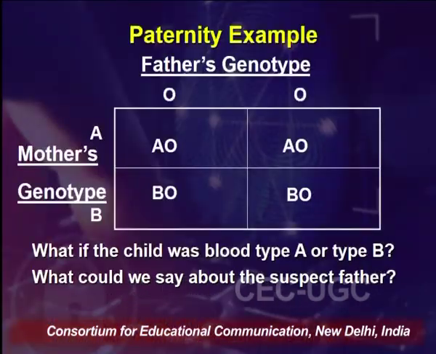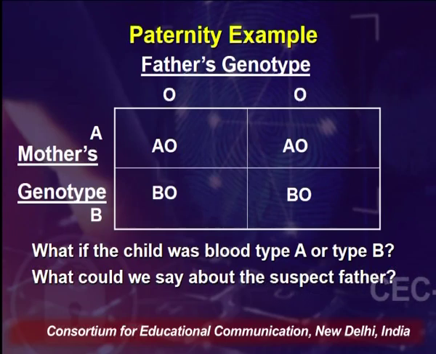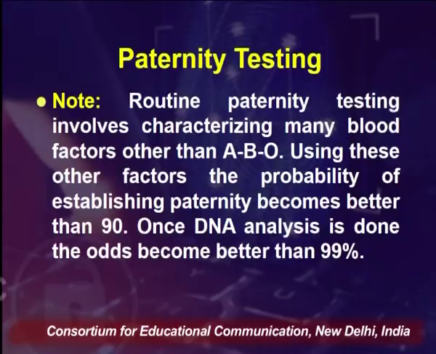So, if the child was blood type A or type B, what we can say about the suspected father is that the father's genotype is O blood group and the mother's genotype is AB blood group. So, using the offspring's blood group also, we can go back to know about the father's genotype if we know the mother's genotype. Routine paternity testing involves characterizing many blood factors other than ABO.